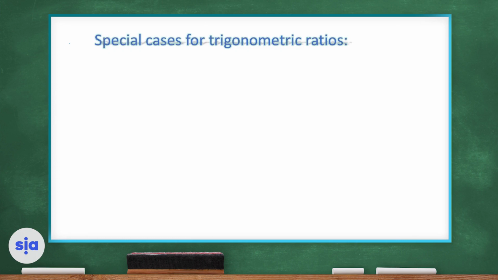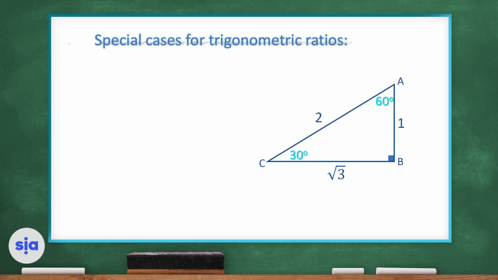The first special case we have is the right triangle that has two acute angles. One of them is 30 degrees and the other one is 60 degrees. The side opposite to the 30 degree angle has a ratio of 1, the side opposite to the 60 degrees has a ratio of √3, and the hypotenuse has a ratio of 2. So the ratio of the sides of this triangle is 1 to √3 to 2.